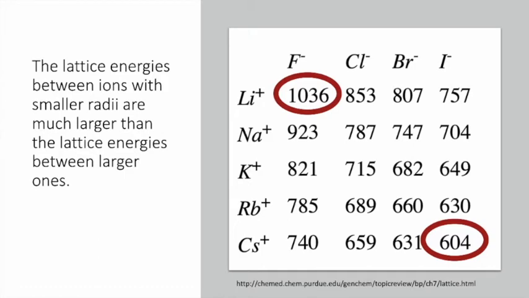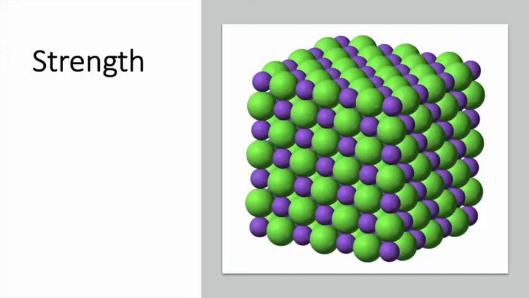These ions have larger atomic radii. Keep this in mind when we work problems later. Now let's talk about the properties of ionic compounds, since these have a lot to do with the structures of these compounds. Ionic compounds are very strong.